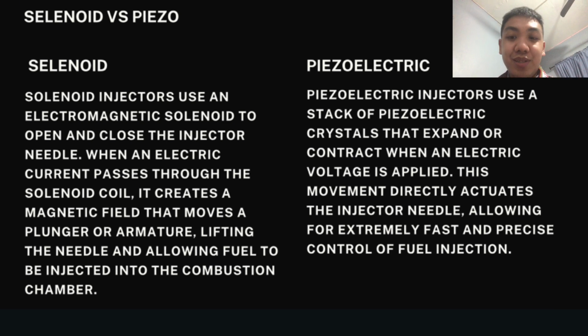Meanwhile, the piezoelectric injector uses a stack of piezoelectric crystals that expand or contract when an electric voltage is applied. This movement directly actuates the injector needle, allowing for extremely fast and precise control of fuel injection, which means that piezoelectric is more sensitive, more accurate and faster in opening and closing the needle, for the orifice lah, to force the fuel out of the injector more precisely than the solenoid.